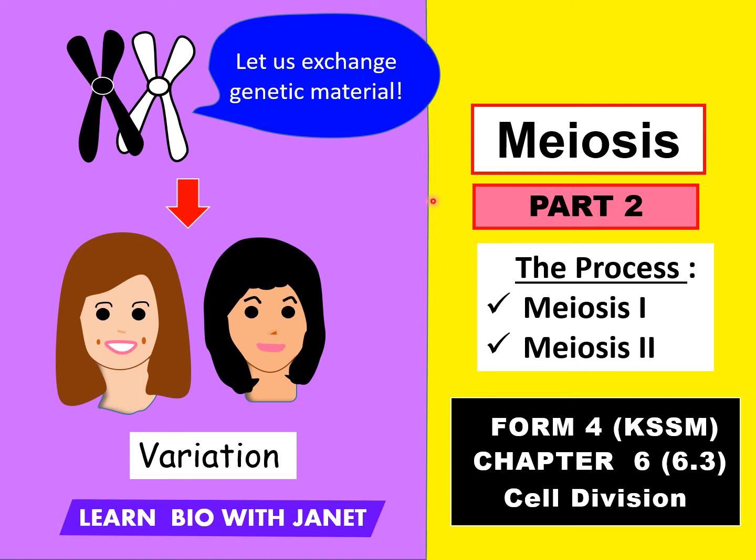Today we will discuss meiosis, part 2, the second video on meiosis. In the first video we have already defined what meiosis is and where it occurs and also the importance of meiosis. Today we'll study the process of meiosis, and that is meiosis 1 and 2. So this topic is from the Form 4 KSSM syllabus, Chapter 6, Subtopic 6.3, and the chapter is entitled Cell Division.